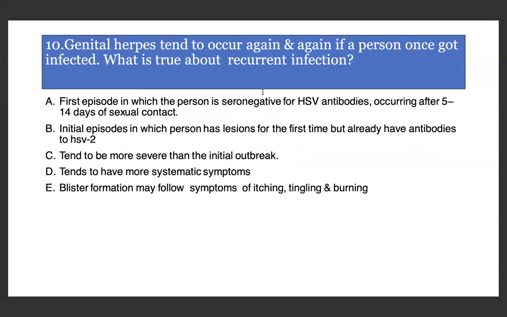Question number 10. Genital herpes tend to occur again and again if a person once got infected. What is true about recurrent infection? A. First episode in which the person is seronegative for HSV antibodies occurring after 5 to 14 days of sexual contact. B. Initial episode in which person has lesion for the first time but already have antibodies to HSV2. C. Tend to be more severe than the initial outbreak. D. Tend to have more systemic symptoms. E. Blister formation may follow symptom of itching, tingling, and burning.